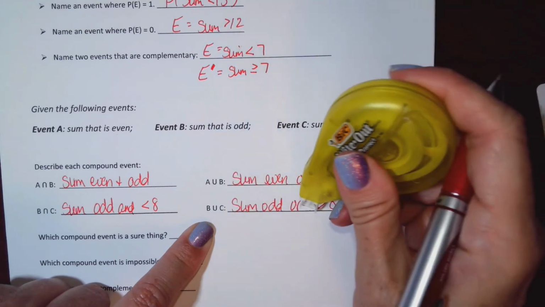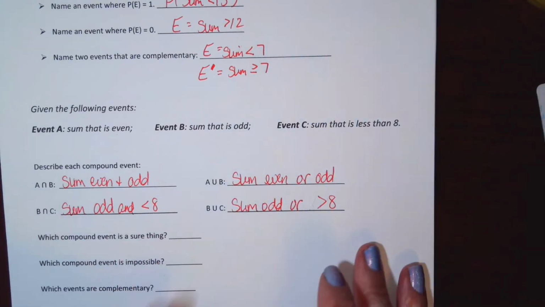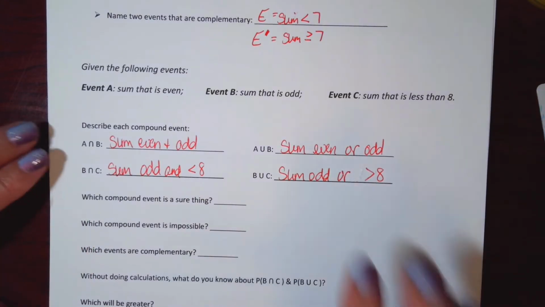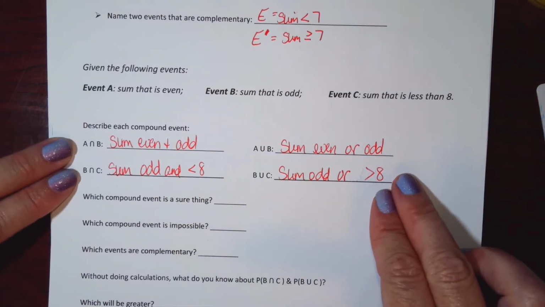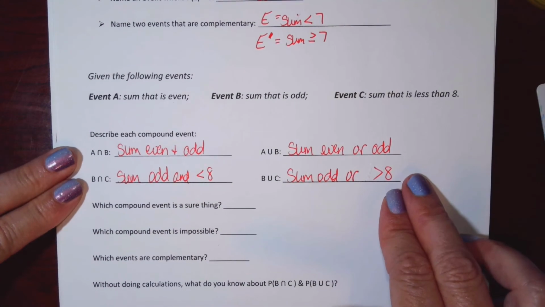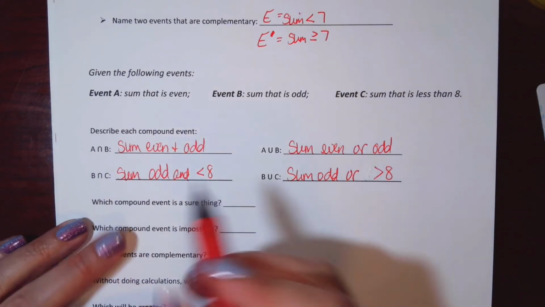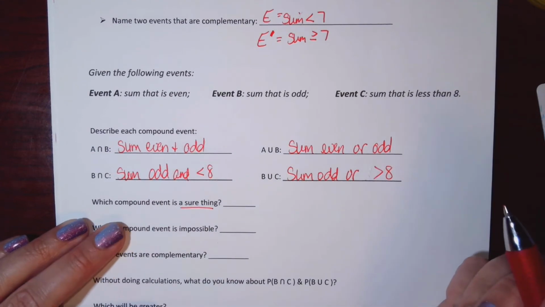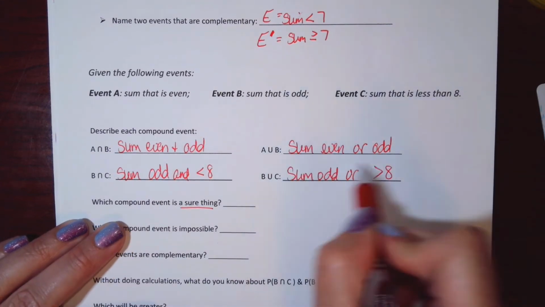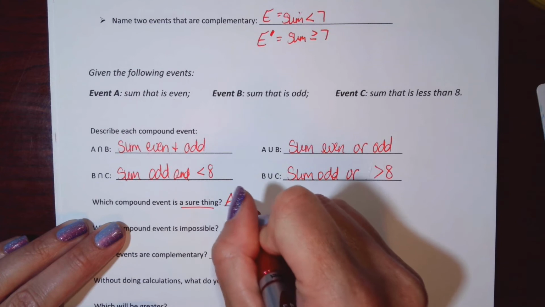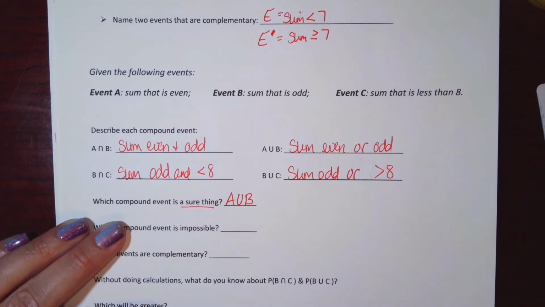Sum that is odd or less than 8. So my keywords are important. Out of these 4 compound events, which one is a sure thing? I am certain that it's going to include everything in my sample space. Well, my sure thing is going to include everything in the sample space would be a sum that is even or odd, A or B.